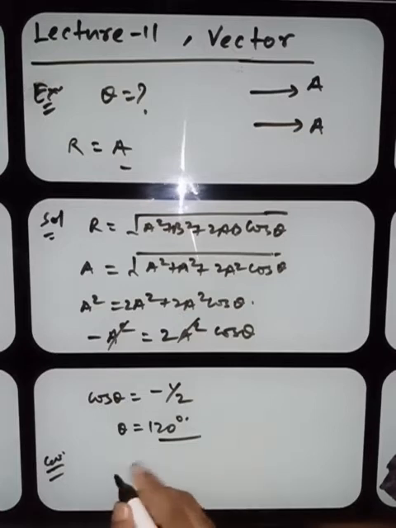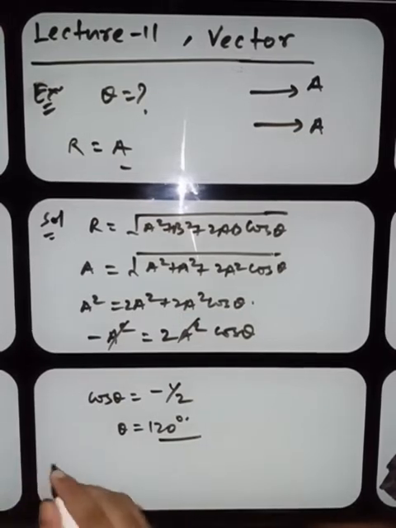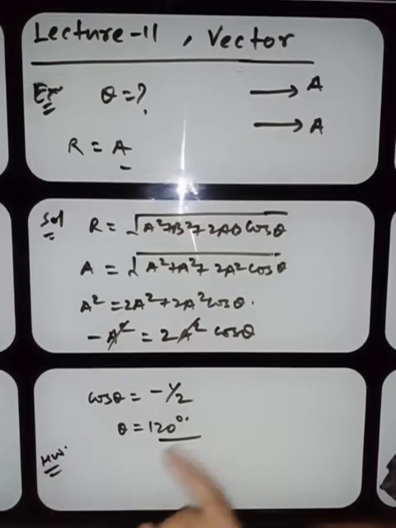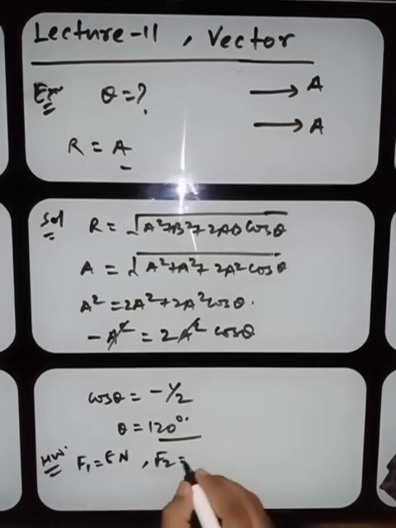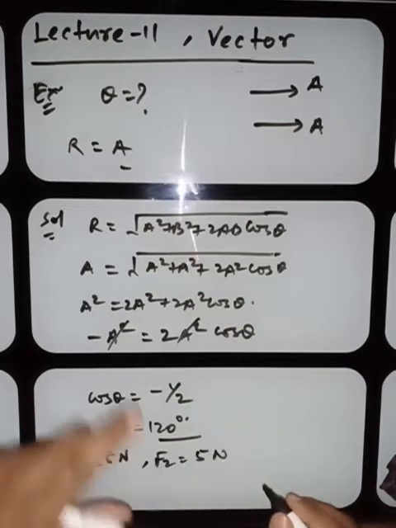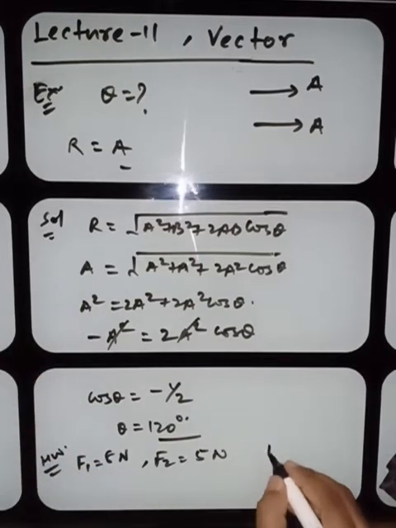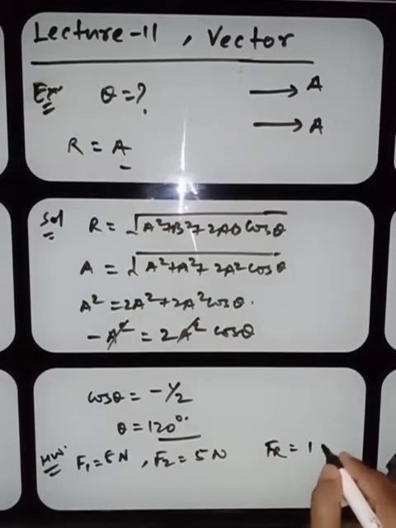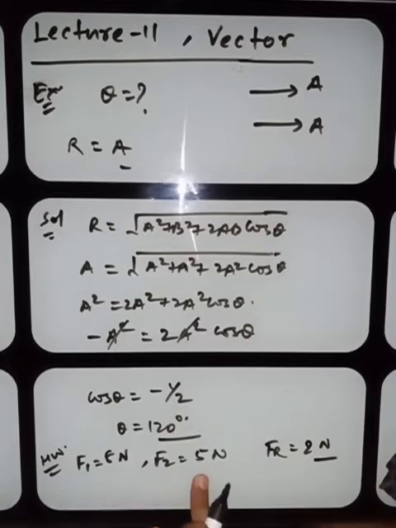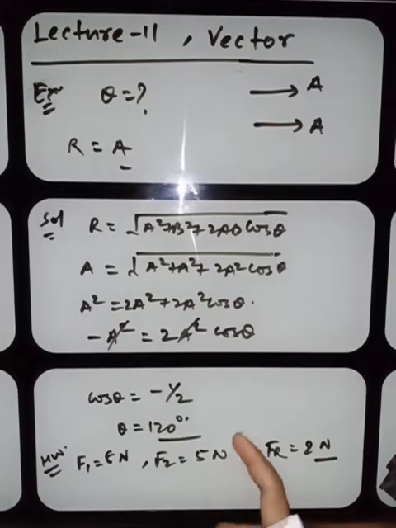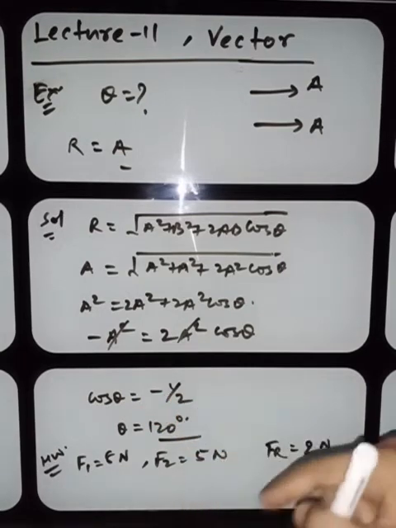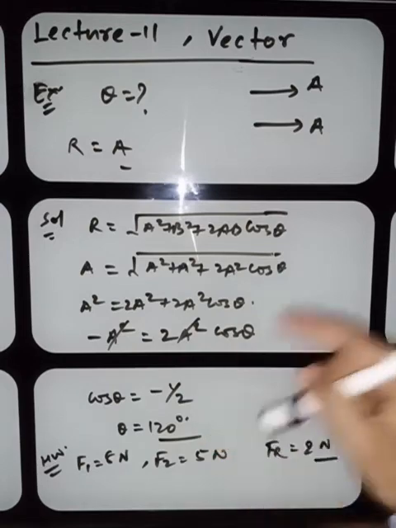At what angle, this is also your homework. At what angle are the two forces, F1 8 Newton and F2 5 Newton, inclined to get a resultant force of 2 Newton? At which angle will you incline these two forces if the resultant force is 2 Newton? My dear students, this is your homework. You must solve this question and send it in the group.